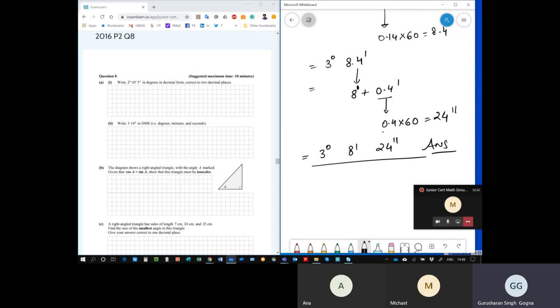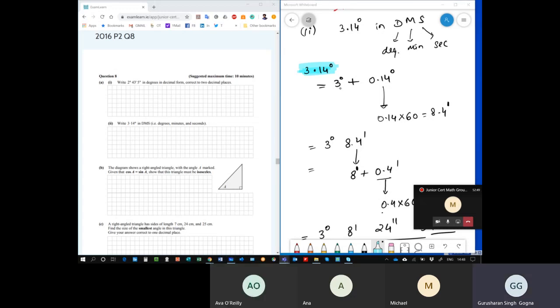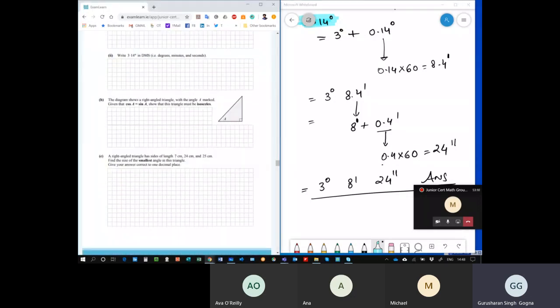Okay, so that was your question, 3.14 degrees. You split 3.14 degrees as 3 plus 0.14. You convert that into minutes, you will get another decimal there, and that decimal part you convert again into seconds. So you will get 3 degrees 8 minutes 24 seconds. That's the idea.